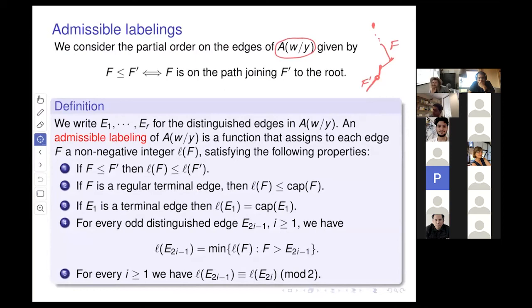And then there's some formula here that tells you that basically the label on an odd distinguished edge is essentially completely determined by what happens below that edge. And finally, if you restrict to distinguished edges, these labels have to respect parity. They come in pairs having the same residue class modulo 2.